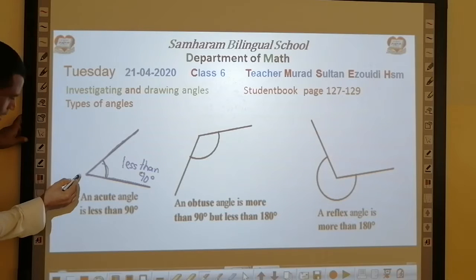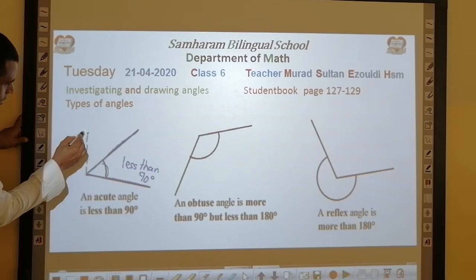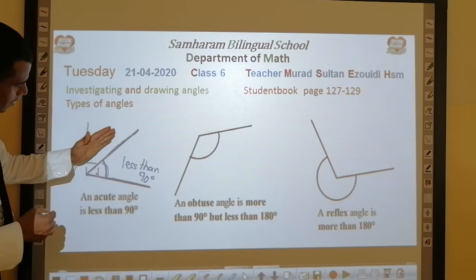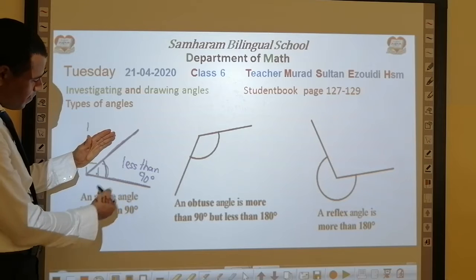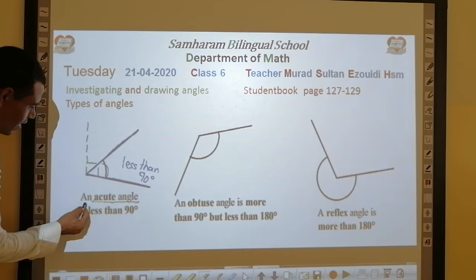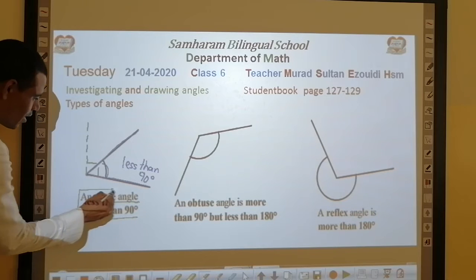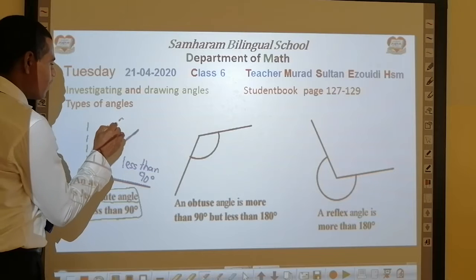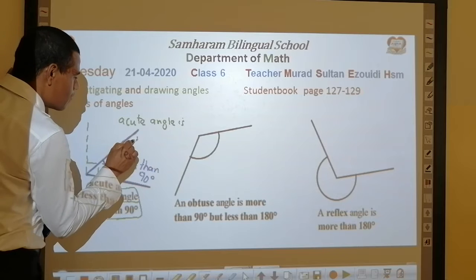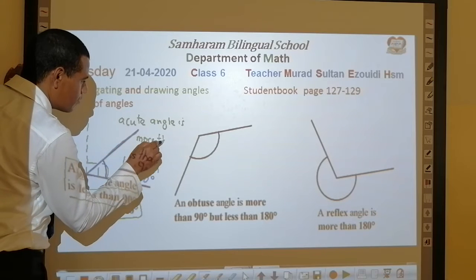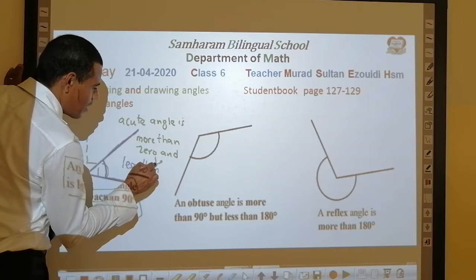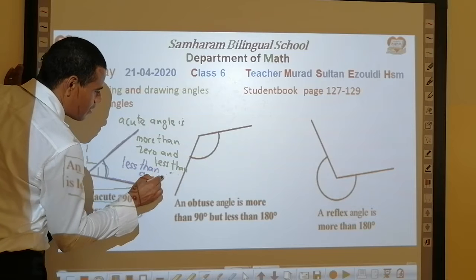If I draw a 90 degree angle like that, this is 90 degrees, okay? But the blue diagram is called an acute angle. An acute angle is less than 90 degrees. An acute angle is more than 0 and less than 90 degrees.